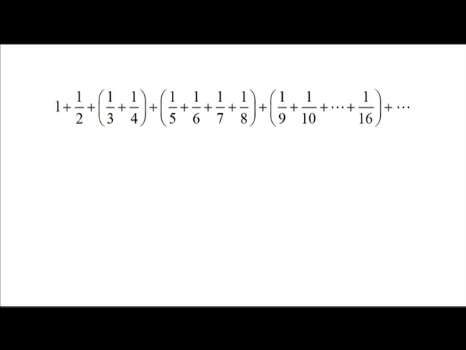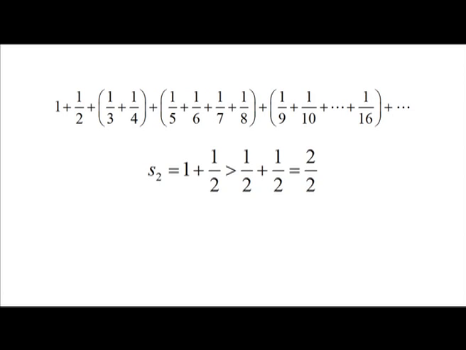The given is a series of non-negative terms. Hence, to show that the series is divergent, it is enough to show that there is no upper bound for the partial sums of the harmonic series. For this, we group the terms of the series in the following way: 1 + 1/2 + 1/3 + 1/4 + 1/5 + 1/6 + 1/7 + 1/8 + 1/9 + 1/10 + etc. + 1/16 + etc.